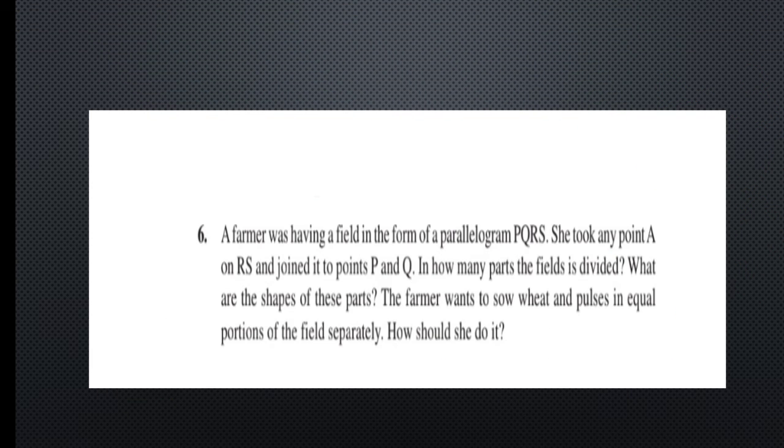Now question number 6. In this question we have a farmer having a field in the form of a parallelogram PQRS. She took a point A on RS and joined A to the points P and Q. Into how many parts is the field divided? What are the shapes of these parts? The farmer wants to sow wheat and pulses in equal portions in the field separately. How should she do it?